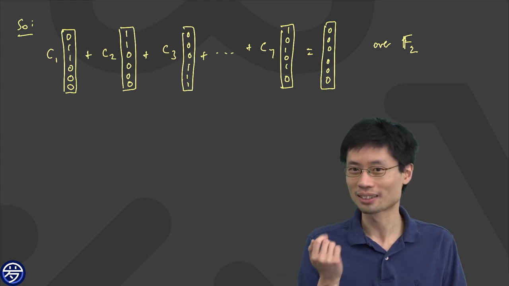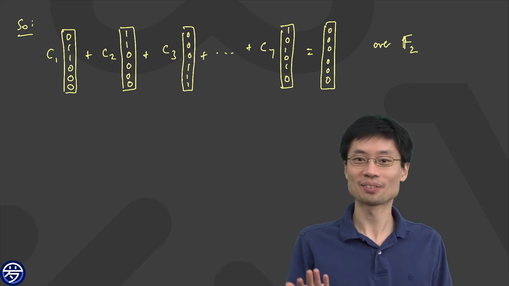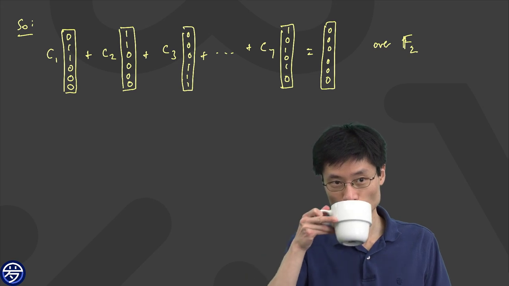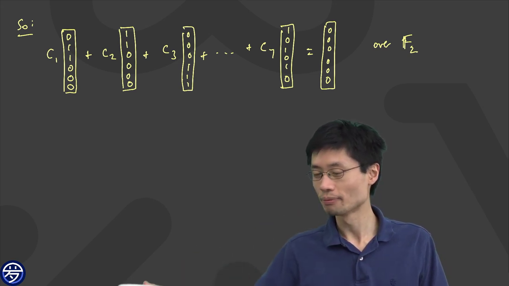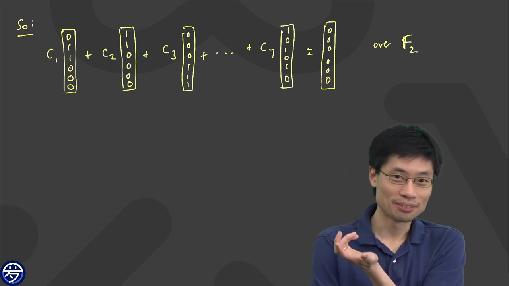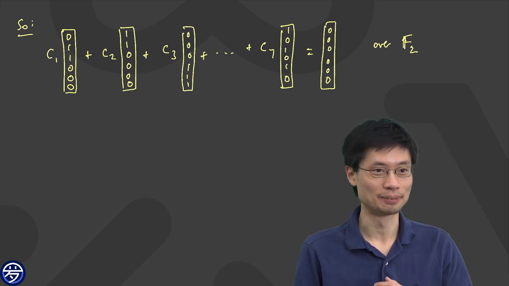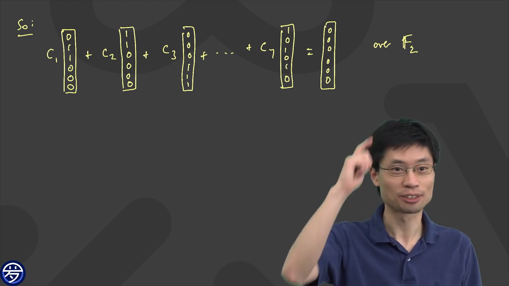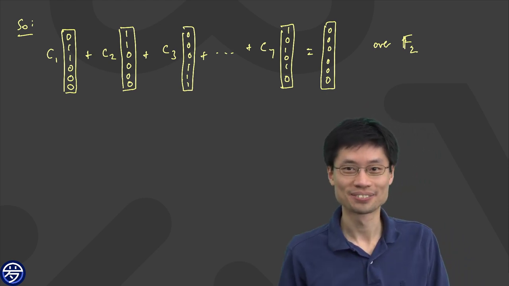So it looks like linear algebra didn't work. Does anyone have any other suggestions? Given that I told you this is a linear algebra section, there has to be something with linear algebra. I also just gave you a hint that F2 is the problem. Philip.